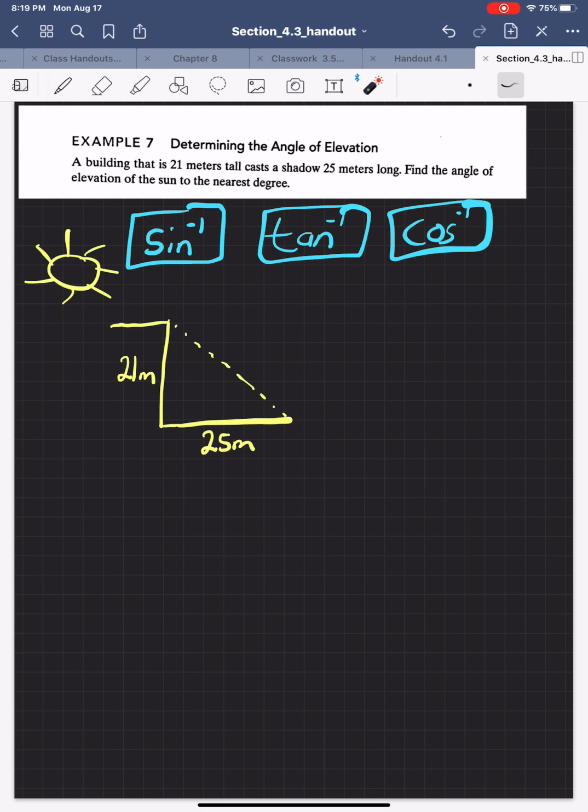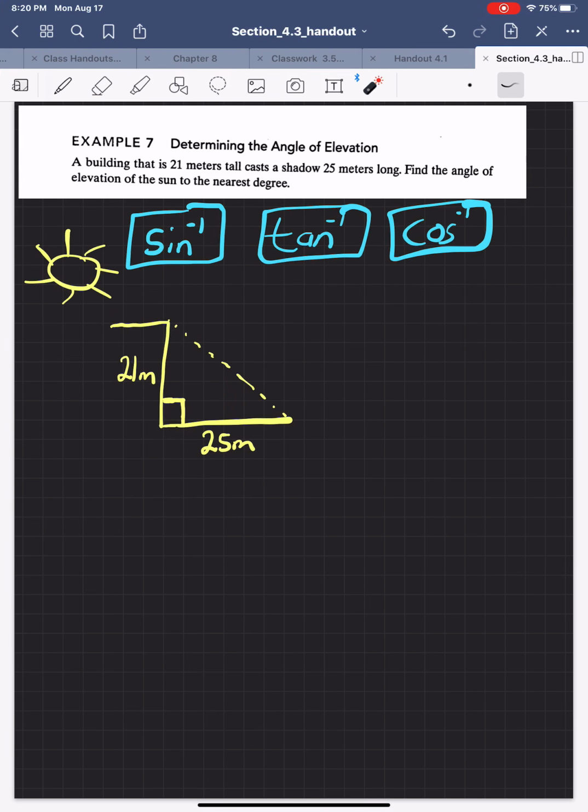Let's get back to the question. So we want to find the angle of elevation of the sun to the nearest degree. Now, interesting, really quickly, because I've seen students go wrong on this. Of course, we know that this is the 90-degree angle. The question is, are we looking at this angle or are we looking at this angle? Because it matters, right? Because 21 is opposite to this angle, but 25 is the opposite side to this angle. So we need to know which angle we're looking at.